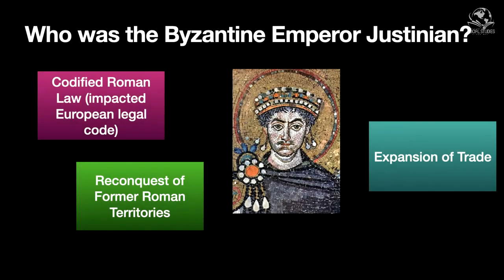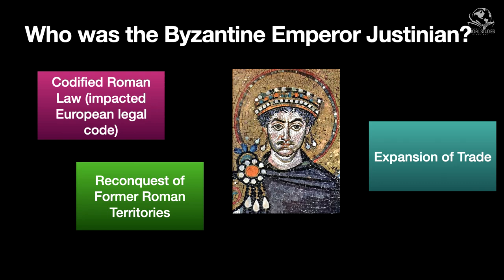So next up, we have one guy that we need to know, and his name's Justinian. And you can see his name kind of goes along with justice, so that's easy to remember. So what did he do? First off, he codified Roman law that impacted the European legal code later. What does codified mean? He organized it. He literally put the laws in an order that makes sense. Remember how the Romans used the 12 tables to organize the laws? Well, Justinian goes a step further. Justinian also expands trade. He makes it easy for people to trade goods and services.